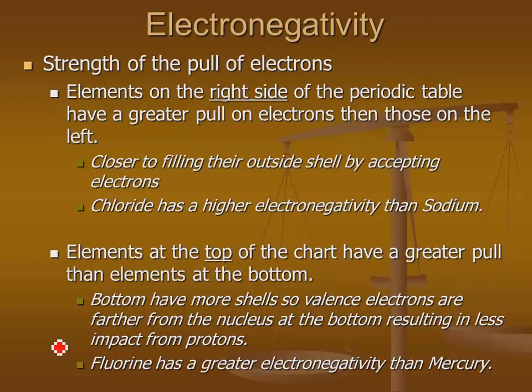So if we look at a chart and identify where fluorine is located and where mercury is located, you can see that fluorine is much higher up. It's a couple of rows up, meaning it's going to have a higher electronegativity than mercury. Does that make sense? To the right versus the left, to the top versus the bottom. I would feel comfortable on a test giving you two elements and asking, atoms of which element have a greater electronegativity? Whichever is to the top right is going to be higher.